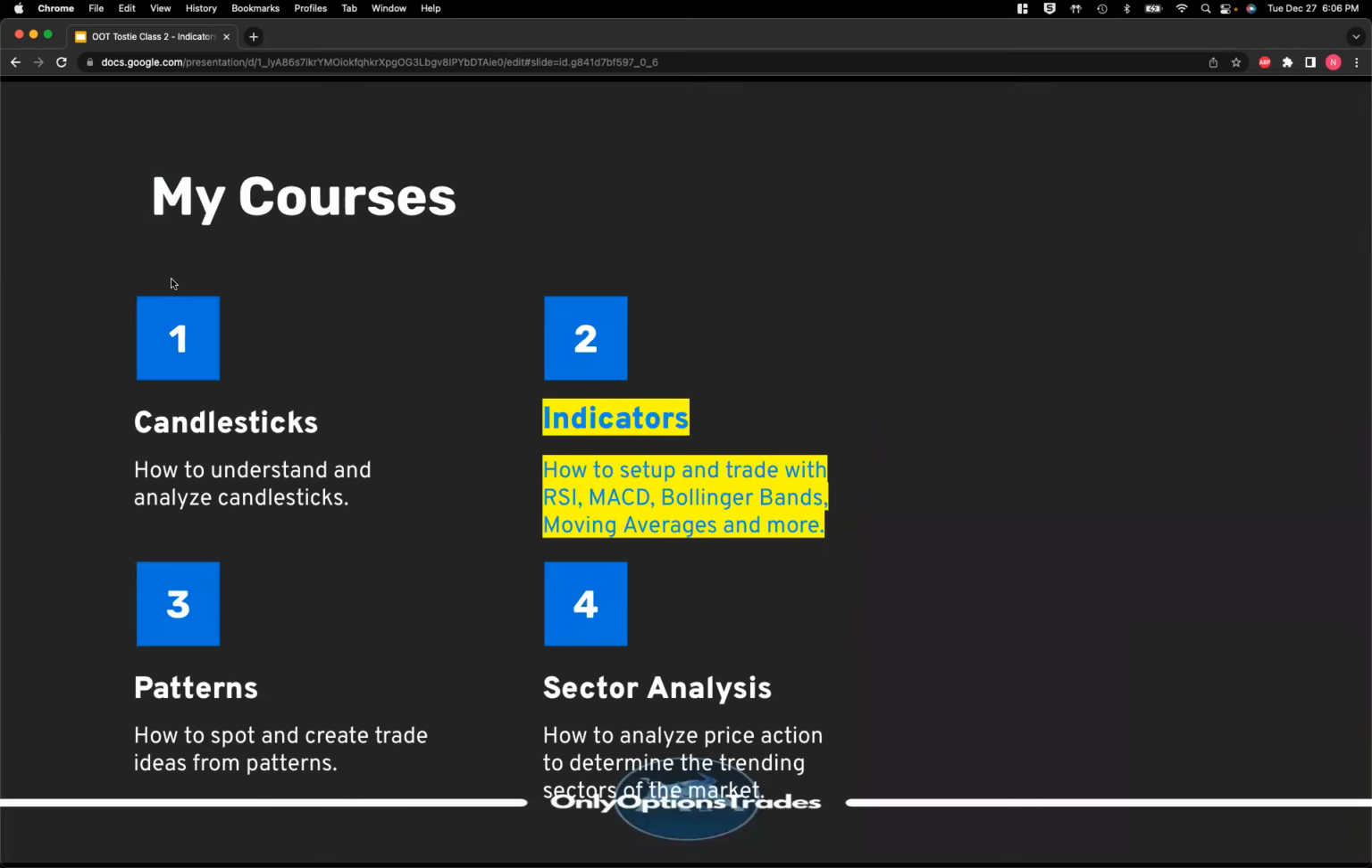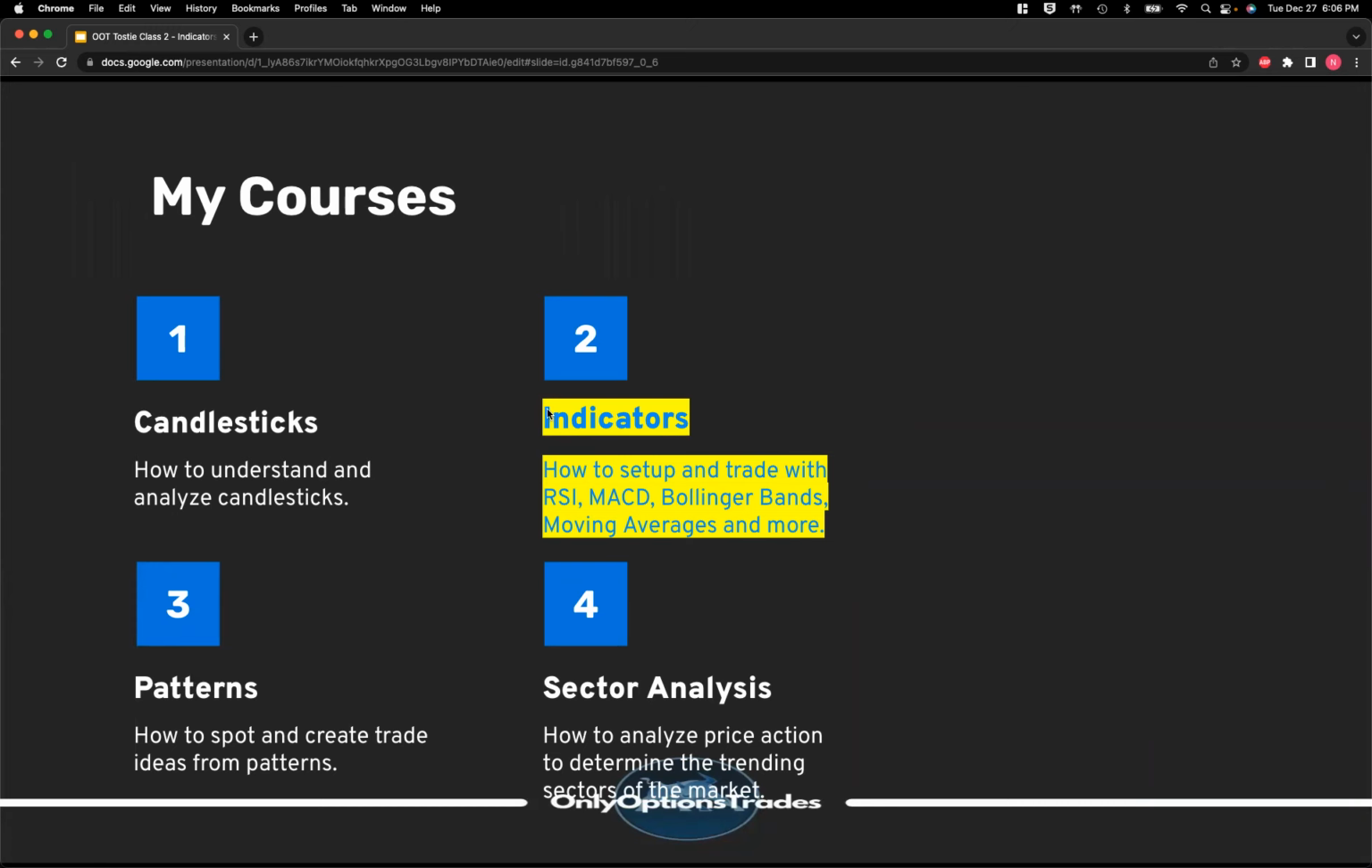So again, this lecture is part of a course series. This is the more simplified diagram. Two weeks ago, we had candlesticks, then we had support and resistance in the middle here. This week we have indicators, and in the next week, we have patterns and trends.